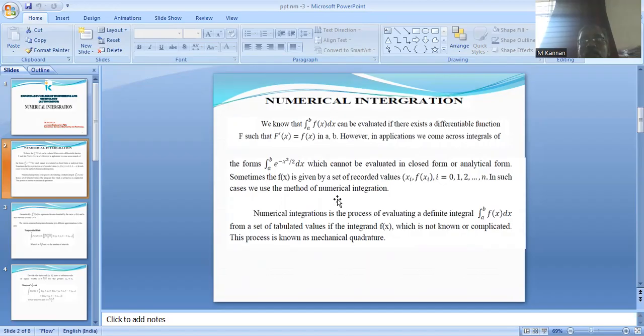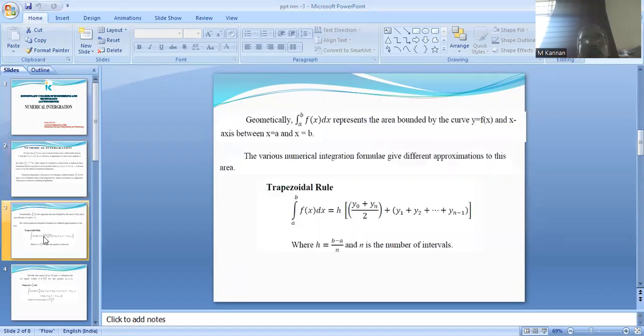Numerical integration is the process of evaluating a definite integral of f(x) dx from a to b from a set of tabulated values of the integrand f(x), which is not known or is complicated. This process is known as mechanical quadrature. Geometrically, the integral from a to b of f(x) dx represents the area bounded by the curve y = f(x) and the x axis between x = a and x = b. The various numerical integration formulae give different approximations to this area.